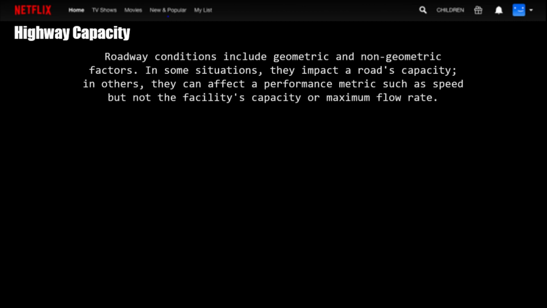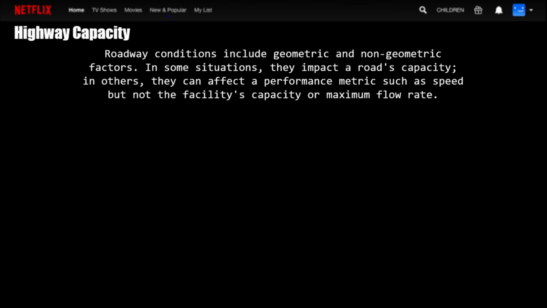Next is the highway capacity. Highway capacity is the ability of the road to accommodate traffic volume. But there are situations where roadway conditions, including geometric and non-geometric factors, impact a road's capacity. In others, they can affect a performance metric such as speed, but not the facility's capacity or maximum flow rate.